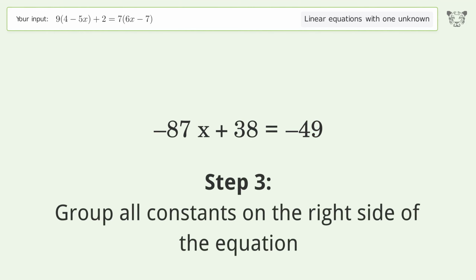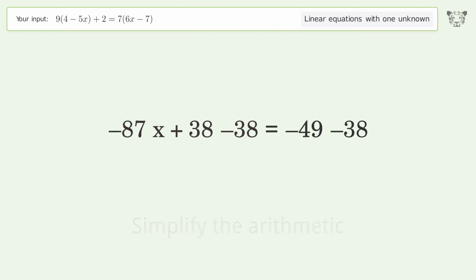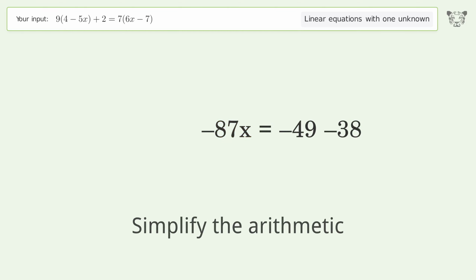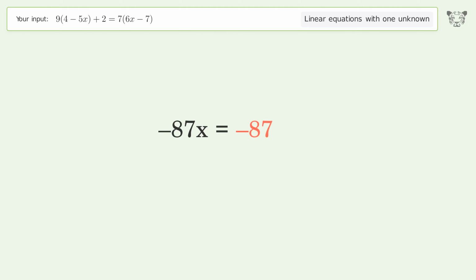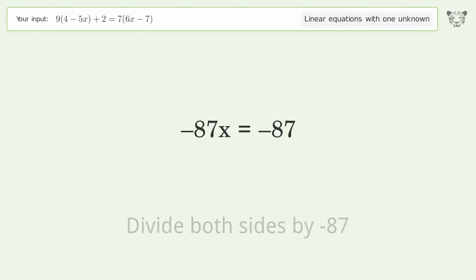Group all constants on the right side of the equation. Subtract 38 from both sides. Simplify the arithmetic. Isolate the x. Divide both sides by negative 87.